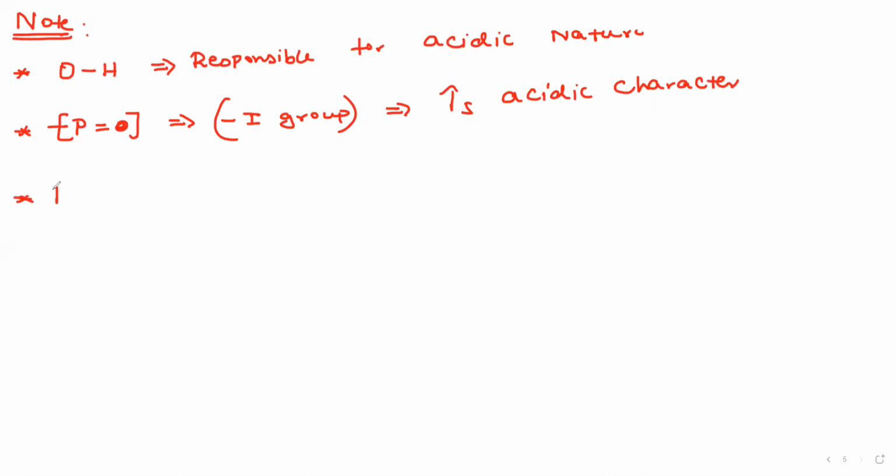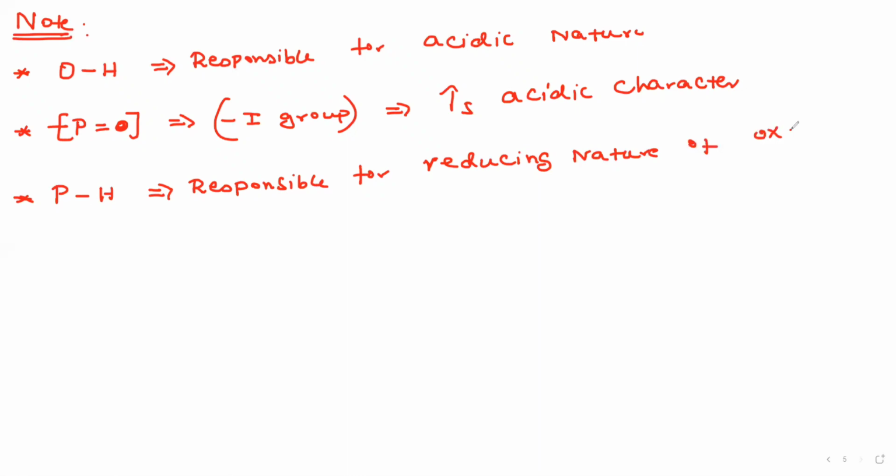Then very important: the PH bond in oxyacids of phosphorus is responsible for the reducing nature of oxyacids of phosphorus. Very important. Now go to the previous structures.